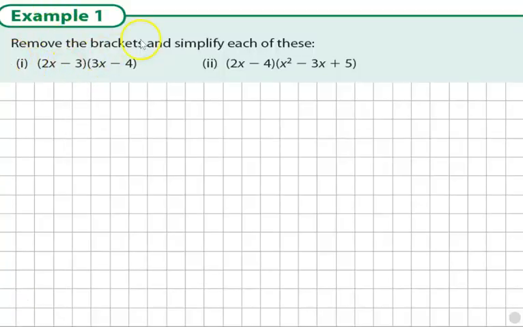Example 1. Remove the brackets and simplify each of these. Part 1, 2x minus 3 multiplied by 3x minus 4. And part 2, 2x minus 4 multiplied by x squared minus 3x plus 5.